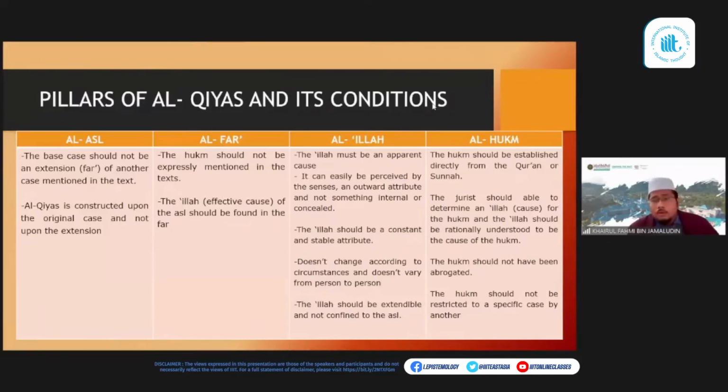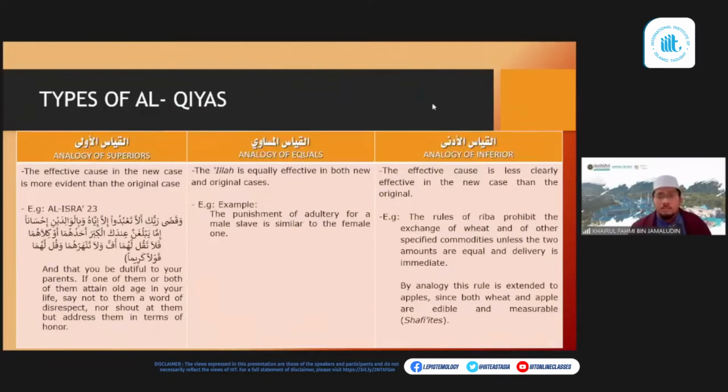And number four, hukum shouldn't be restricted to a specific case by another. Again, hukum shouldn't be restricted to only just one case. It can be extended to other new cases. So this is arkan al-qiyas wa shurut. Next, types of qiyas. We have basically three types of qiyas: firstly qiyas al-awla, qiyas al-musawi, and qiyas al-adna.